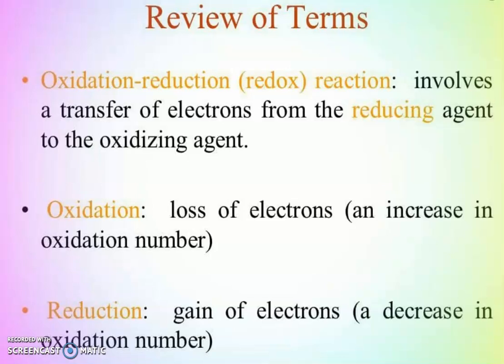So first, a review of terms, and these terms are important to understand electrochemistry. Oxidation reduction, combinedly we call it redox, involves a transfer of electrons from the reducing agent to the oxidizing agent. What is oxidation? Oxidation is loss of electrons and increase in oxidation number. Reduction is gain of electrons and decrease in oxidation number.